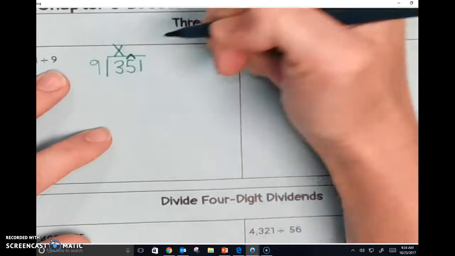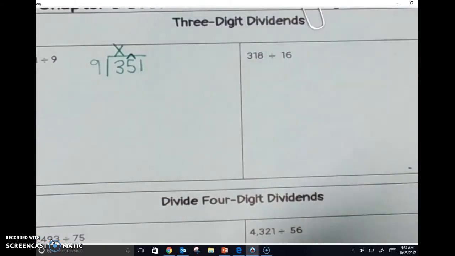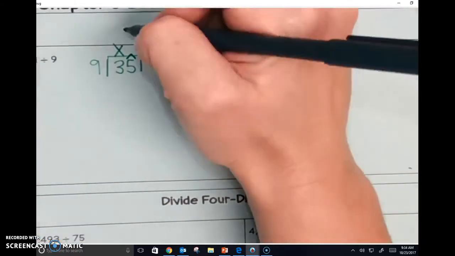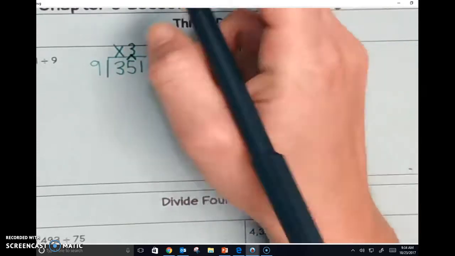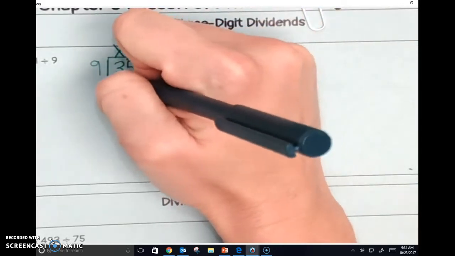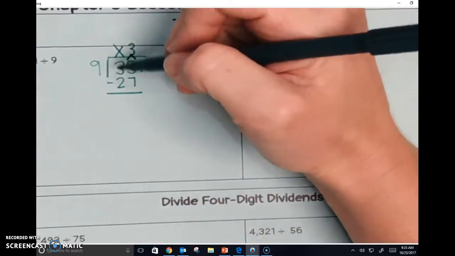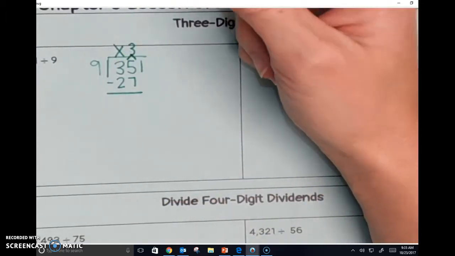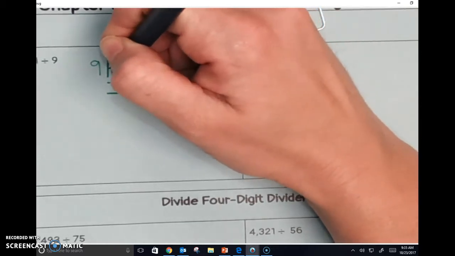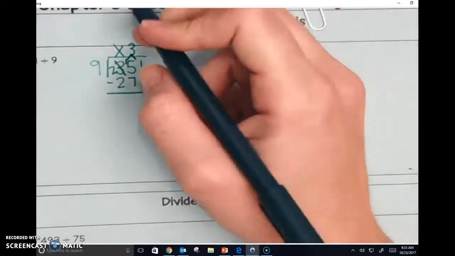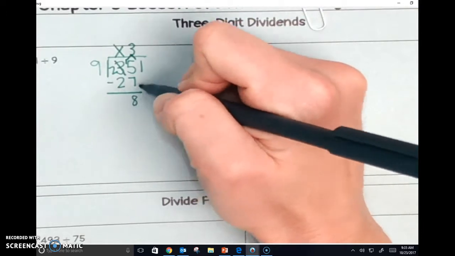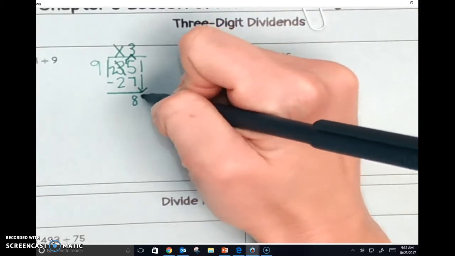But now, let's go over to there. I know 9 can go into 35 3 times because that is 27. Okay, so we're going to have to borrow. What is 15 minus 7? 8. Then I'm going to bring down my 1.